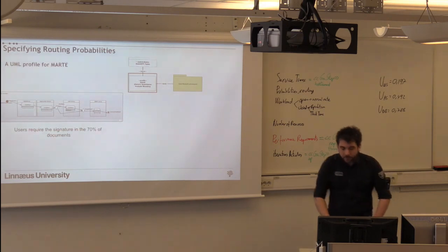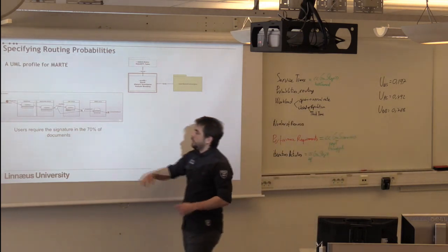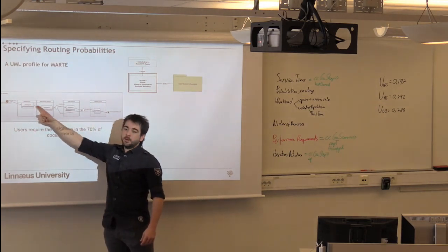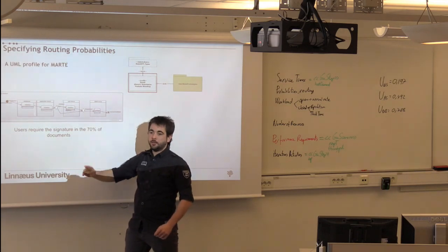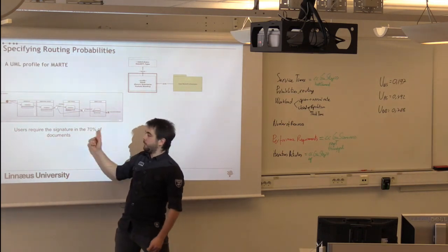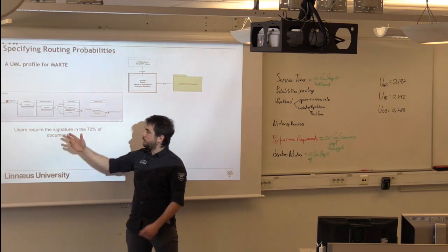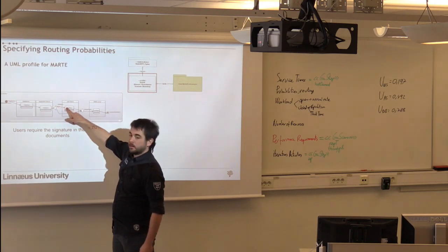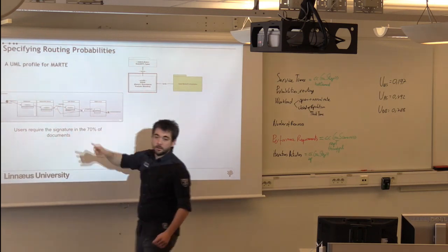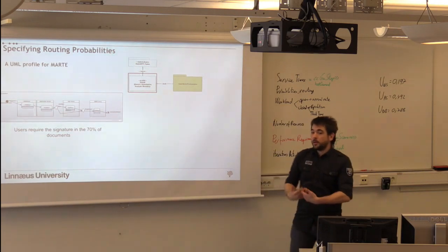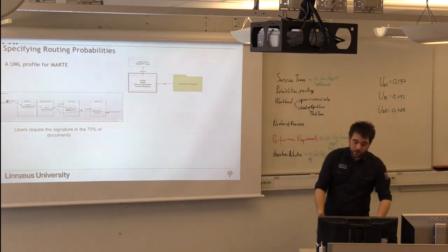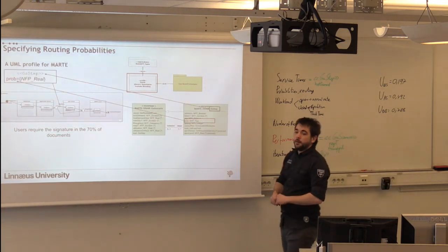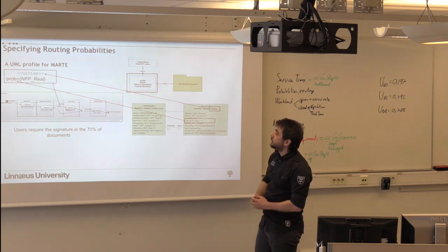Now, how to specify the routing probabilities? In the first day, we had in our example that the users only request to sign half of the documents, or 70% of the documents, not all of them. So how can we represent in the UML that this option is taking 70% of times and this 30%? It's something important for the performance, and the plain UML does not allow. And people who did the Marte needed it, so they propose a way.